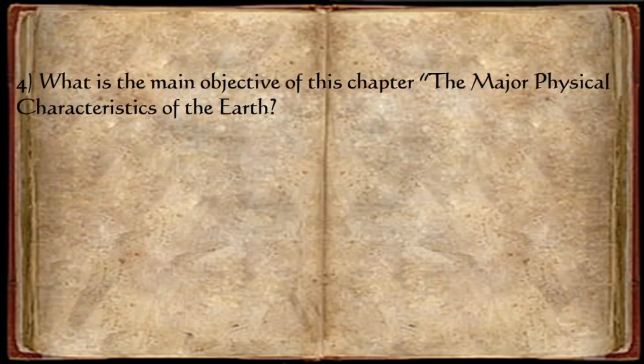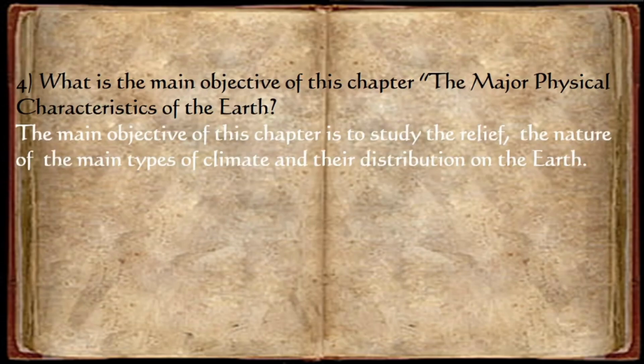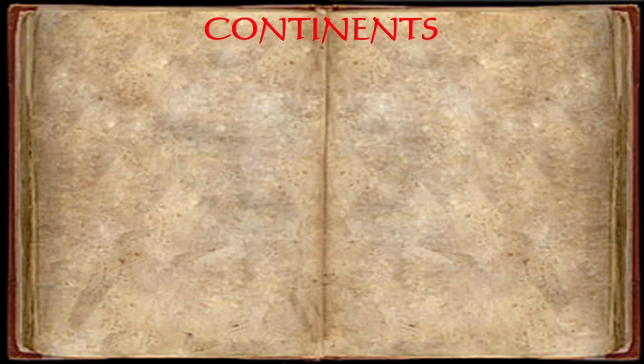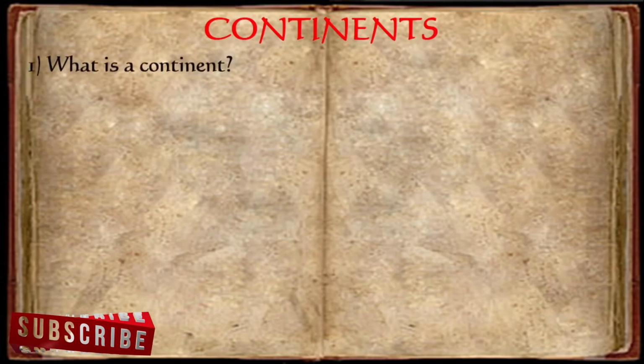What is the main objective of this chapter? The major physical characteristics of the Earth. The main objective of this chapter is to study the relief, the nature of the main types of climate, and their distribution on the Earth. What are the two largest physical features on Earth? Continents and oceans. What is a continent?